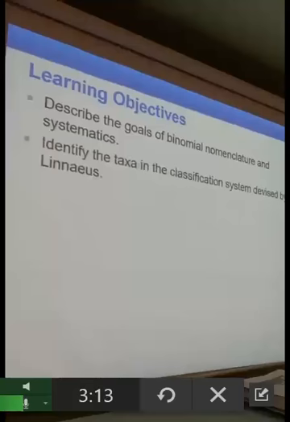And then the next one is identify the taxa and the classification system devised by Linnaeus. Okay, taxa is another vocab term that you might want to highlight or underline or circle. Taxa, the word taxa, is like a very fancy synonym for level or group. So identify the levels or groups in the classification system devised by Linnaeus.